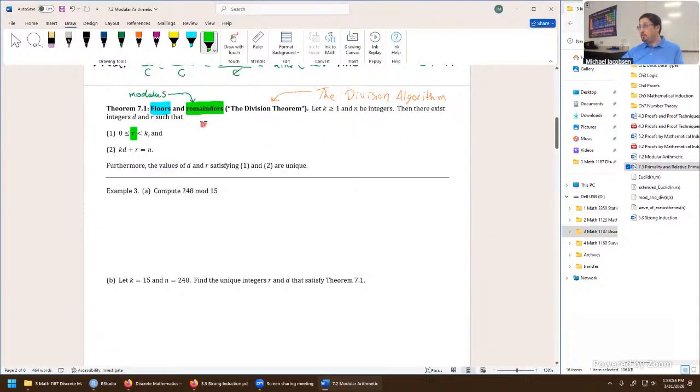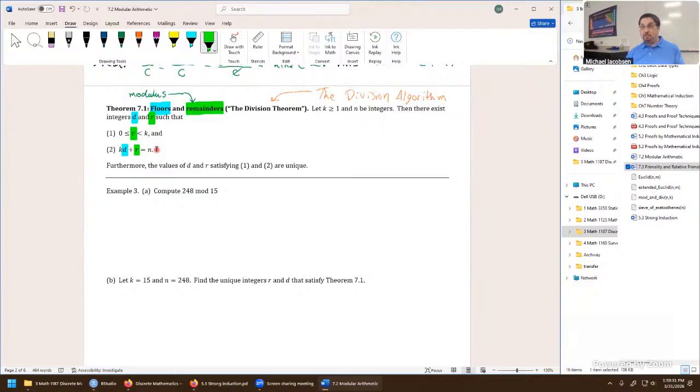Well, there exist two integers, r and d. D is the quotient, which gets mixed up into the floor function altogether. And here's where d is working in. Equation number 2 is that k times d plus r equals n. And once again, the major powerful part of this division theorem is that d and r are unique. The quotient and remainder that we come up with can only solve these two equations in one and only one way.